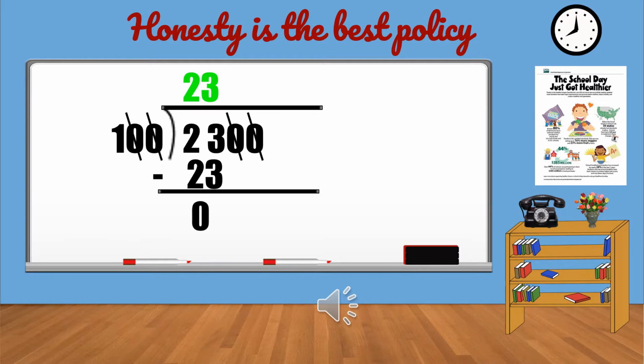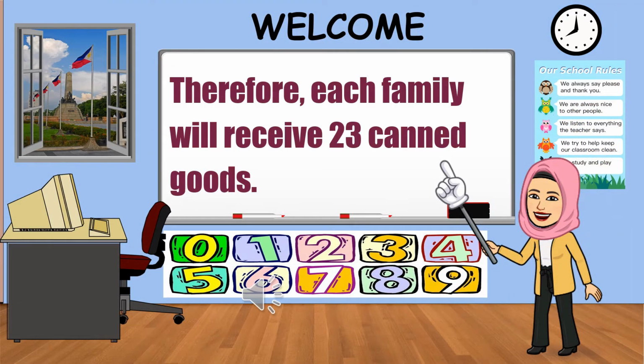Then yung natira are 1 divide 23. Then, divide natin siya. 1 divide 23 equal to 23. Then, multiply. 23 times 100 equal to 23. Then, subtraction na tayo. 23 minus 23 equal to 0. Then, our quotient is 23. Therefore, each family will receive 23 canned goods.